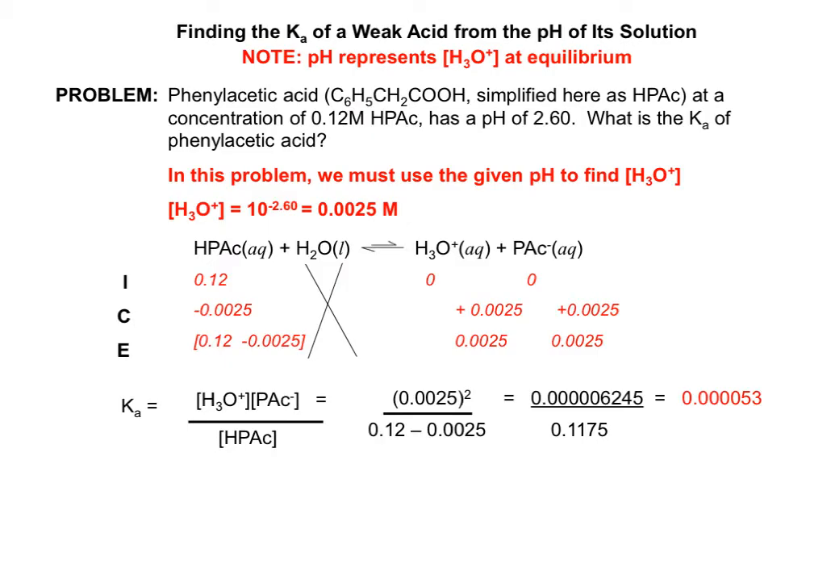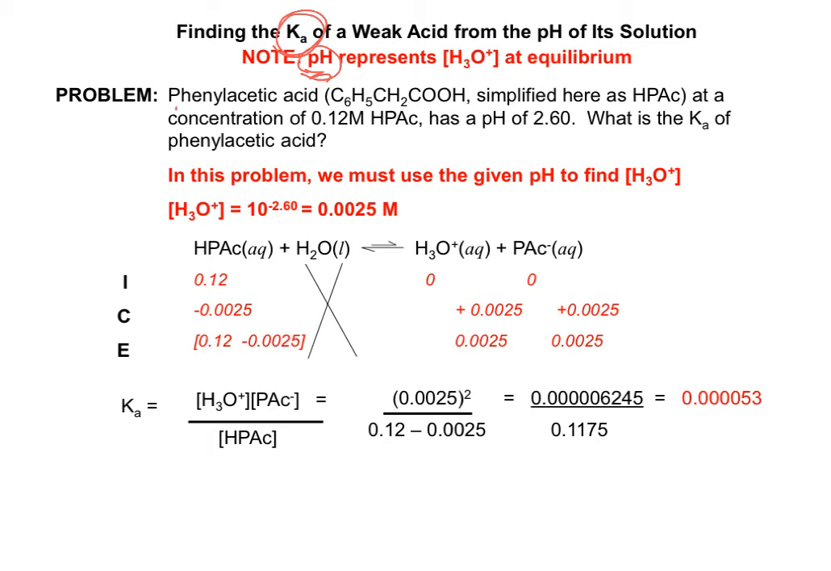This is another common tweak of a weak acid problem. Rather than being asked to find pH, you are often asked to calculate the Ka value of a particular weak acid given the pH. So let's look at a problem like that.